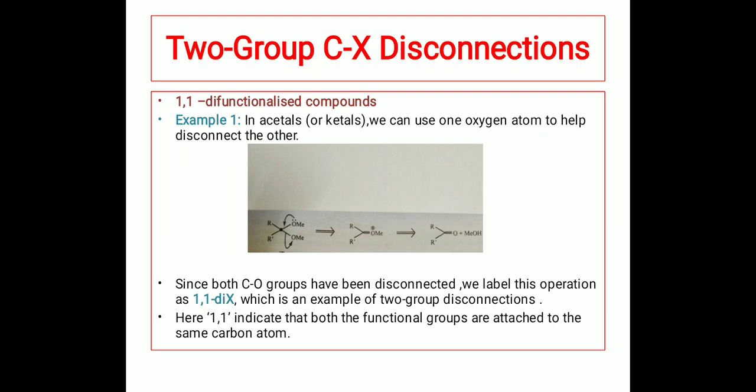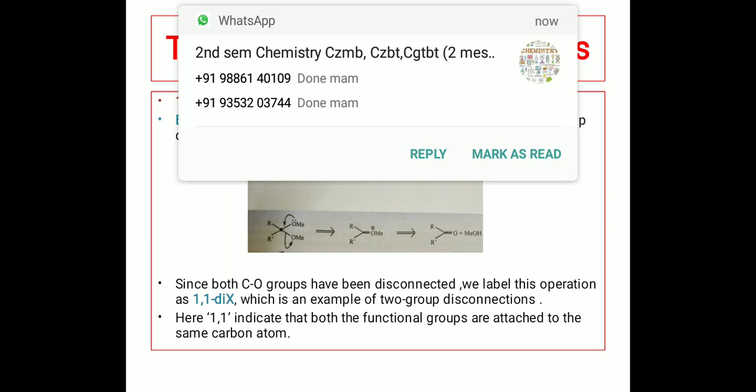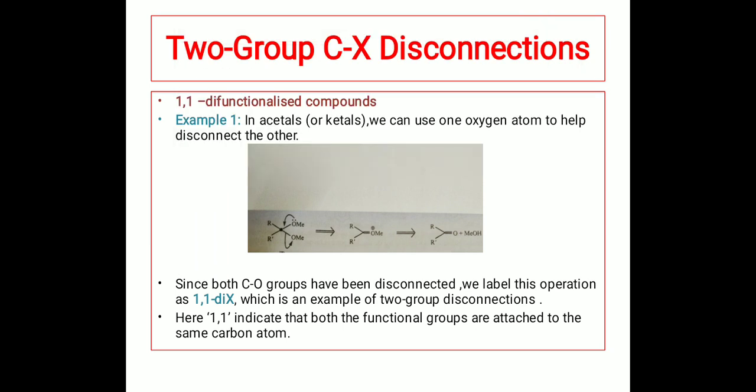So here now we can see the two methoxy groups which are linked to the same carbon atom. This carbon atom I have marked with a dot so that we know that it is the central carbon atom which is attached to both the functional groups. Now here we can use one oxygen atom and we can disconnect the other functional group within the molecule. So this is again an example of the two group CX disconnection.